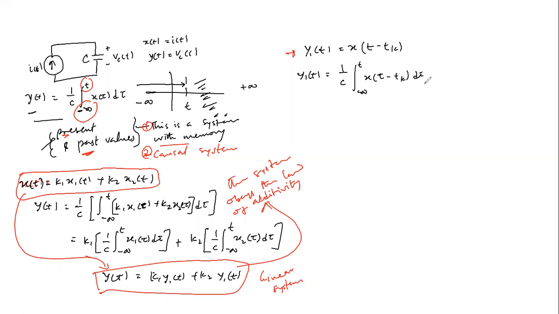So now this will give us 1 over c integral negative infinity to t minus tk of S of alpha, which gives us y of t minus tk. So meaning the system is time invariant. Time invariant.